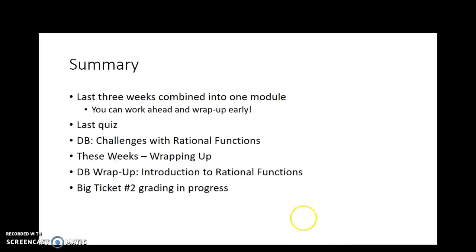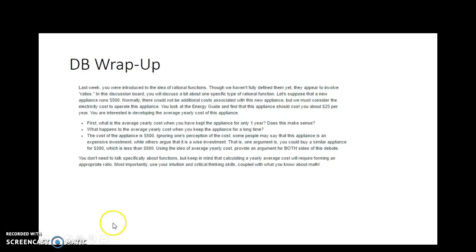So that brings us to the discussion board wrap-up. And here it is. So here we're dealing with rational functions, and the idea that in some cases we actually have ratios of quantity. So for example, if you're buying an appliance for $500 and you are going to pay, on average, this isn't going to be exact, but about $25 per year to run electricity on that unit, then you are actually, as you keep this thing longer, and the idea is that hopefully you're going to get your money's worth. So here we have a few questions.